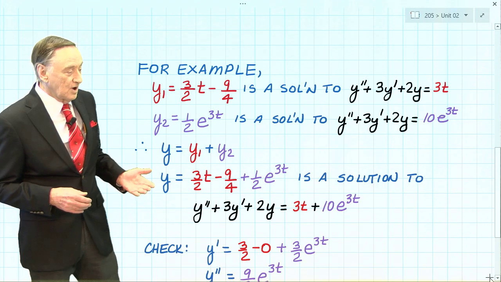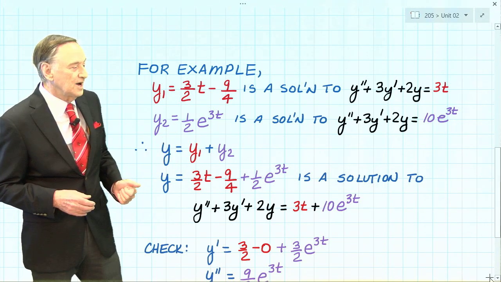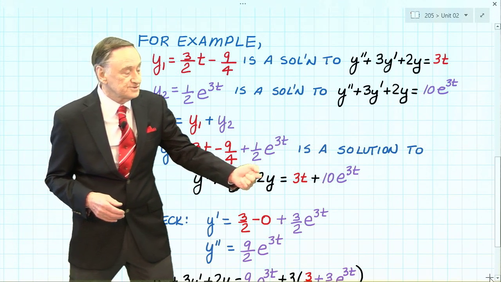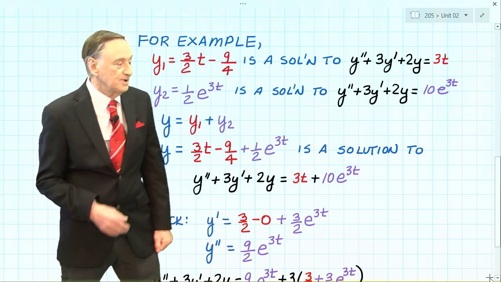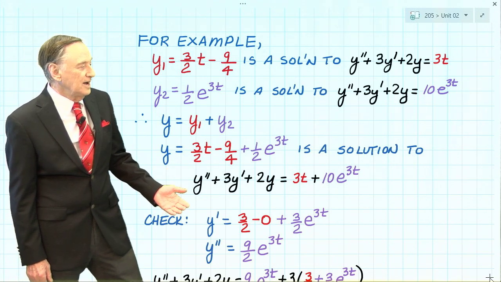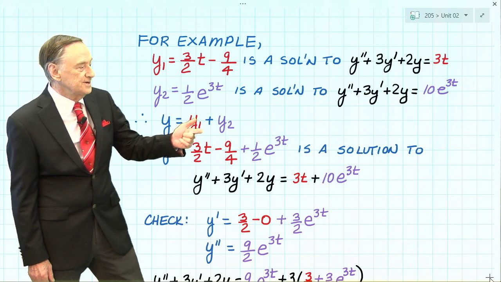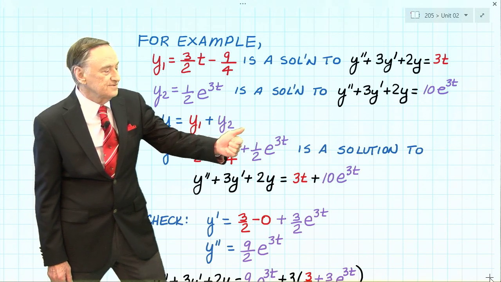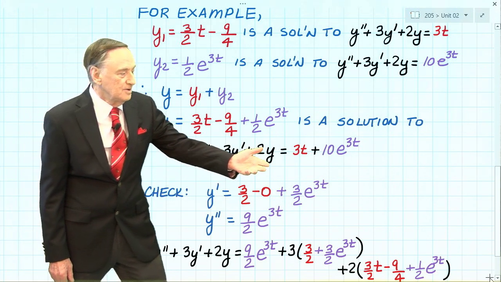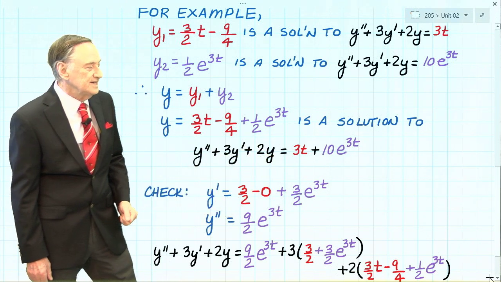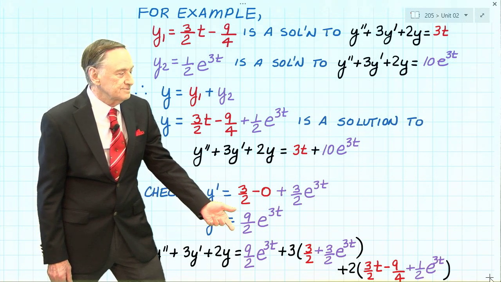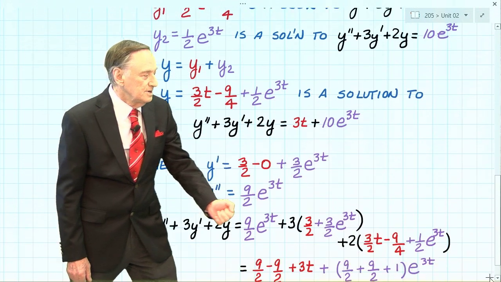So here is our y, which is the sum y1 plus y2. And let's check and see if when we plug that into this differential equation, we end up with 3t plus 10e to the 3t on the right. So as our check, we get y prime is equal to 3 halves minus 0 plus 3 halves e to the 3t. And here's y double prime, of course, 0 plus 9 halves e to the 3t. We plug into our differential equation here and get what you see right here.